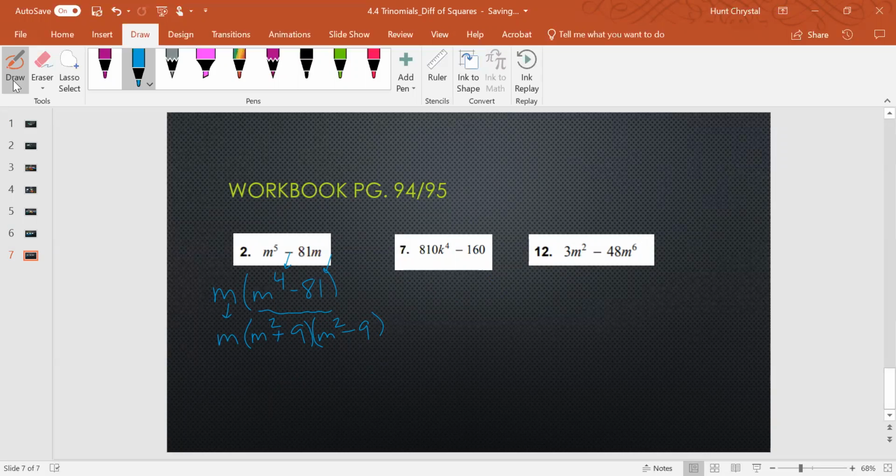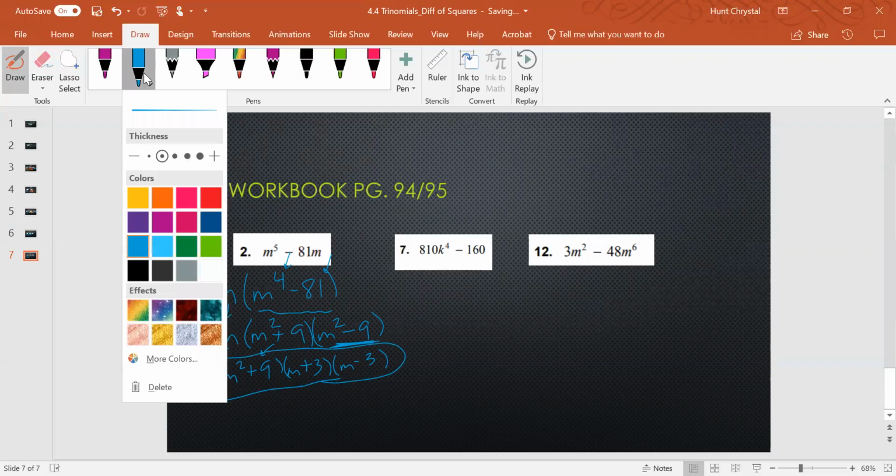Now, if I was not paying attention, I might be finished with that and go ahead and turn in my paper. However, I'm not completely factored because this one over here is also a difference of squares. So leave all the things that you have so far. These two just drop down. But m squared minus 9 can still be factored again. So that would be m and m, 3 and 3, one's positive, one's negative. This is the complete factorization.